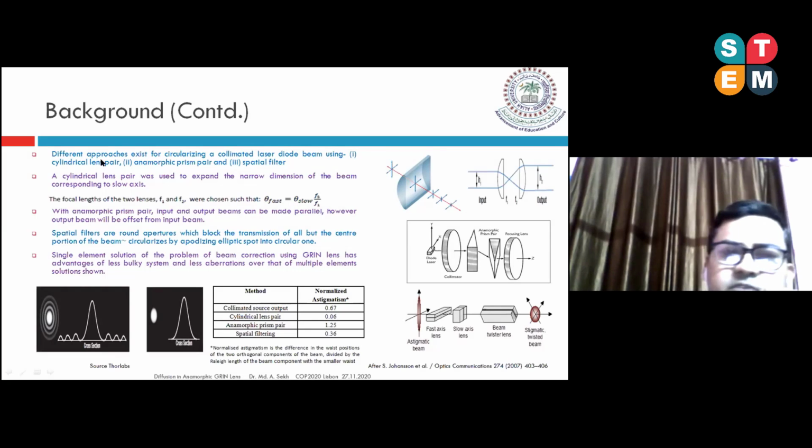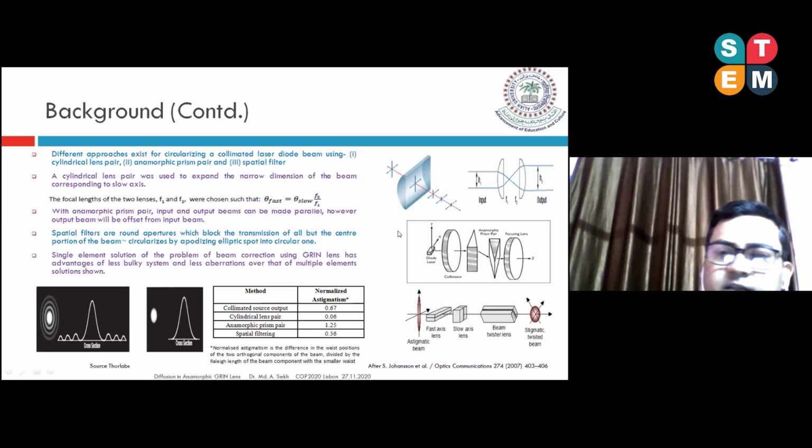One is the cylindrical lens pair. Once the beam is emitted, the two axes will have different magnifications. And if I have two different divergences, we can make the beam a little bit parallel with the help of a double cylindrical lens. In a similar way, an anamorphic prism pair is also very useful. An anamorphic prism pair can also give circularity.